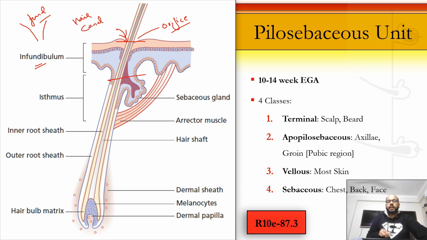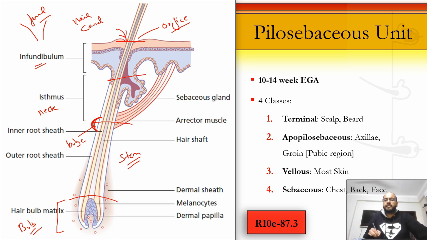From the opening of the sebaceous gland till the attachment of the erector muscle, you have the isthmus, which means the neck. From below downwards, you have the hair stem. At the attachment of the erector pili, the outer root sheath has a bulge of cells which is known as the hair bulge. Clear? So from the bulge downward till the dermal papilla, you have the hair stem. And below that, you have the hair bulb.